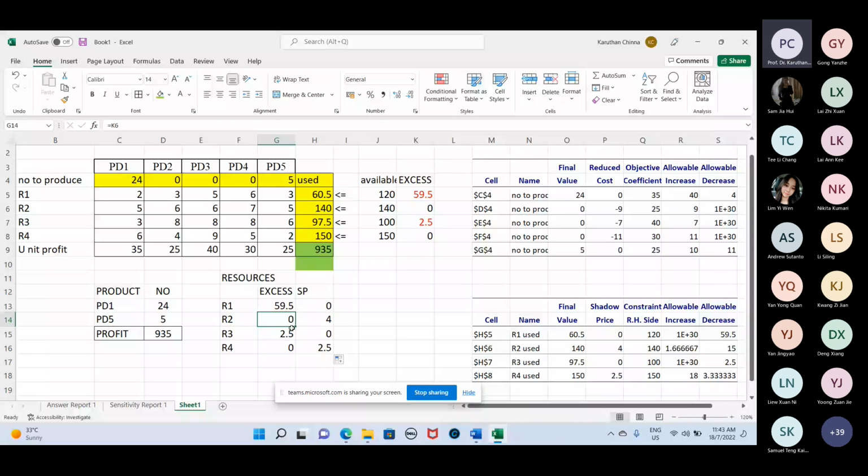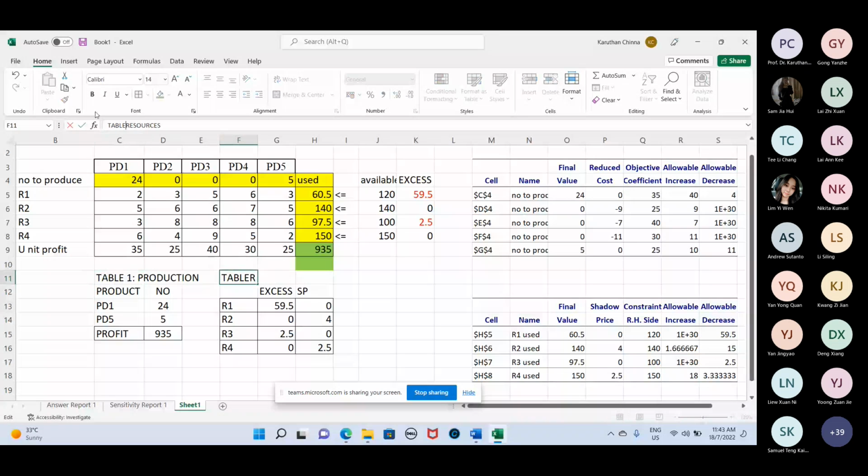You can show this again in the table, and below that you explain what is in the table. You can put there, this is table 1. It's where you get extra marks. Table 1, production. Table 2, resources.